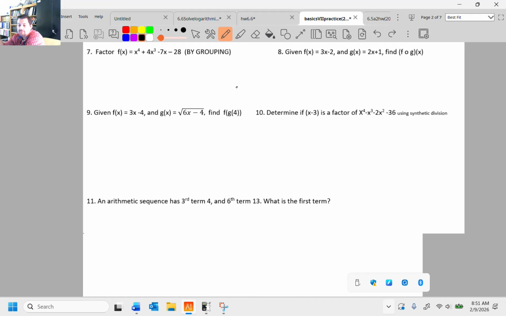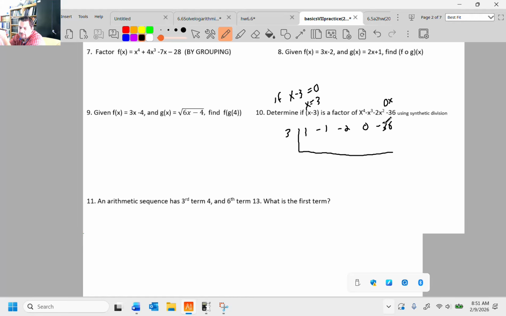All right, number 10, determine if x minus 3 is a factor. So if x minus 3 is a factor, it's also a 0. So x is 3. When we do synthetic division, it's the 3 that we're going to put out there. Your coefficients are 1, -1, -2. You need a placeholder because I'm not mentioning any x's, and minus 36.